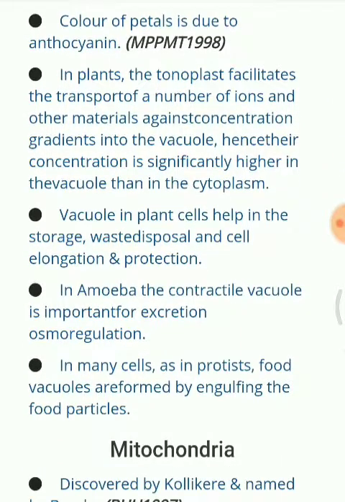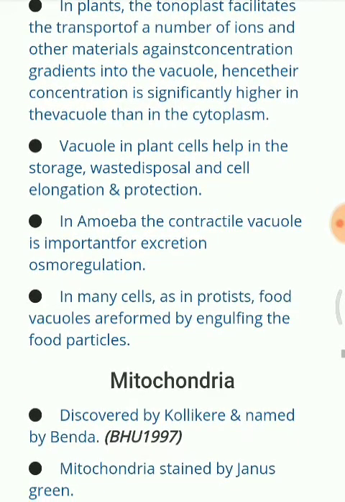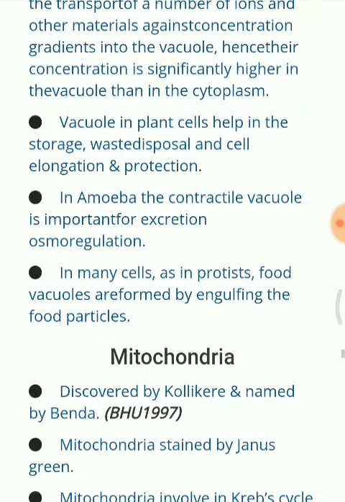Vacuole in the plant cell helps in storage, waste disposal, cell elongation, and protection. In amoeba, the contractile vacuole is important for excretion and osmoregulation. In many cells, as in protists, food vacuoles are formed by engulfing the food particles.